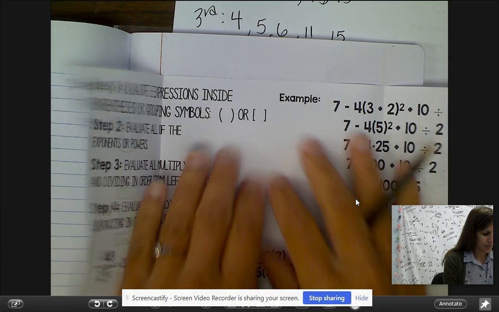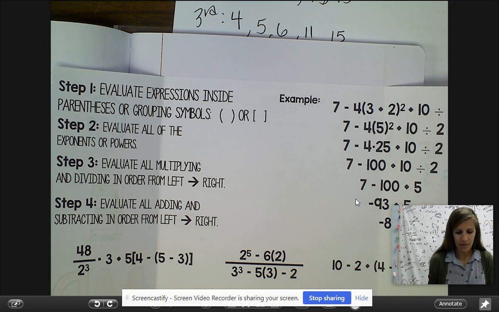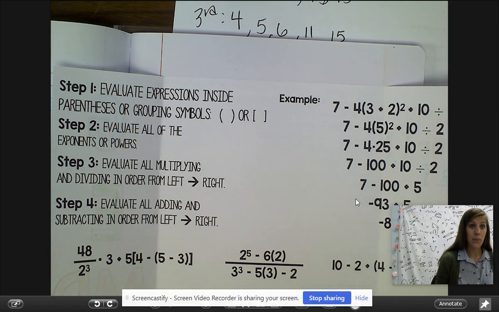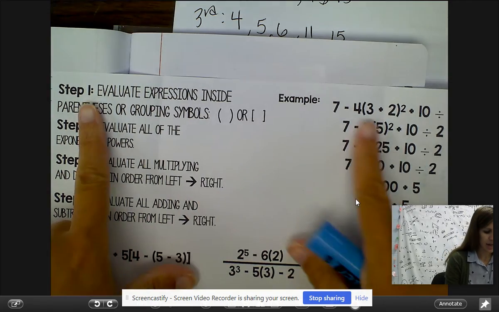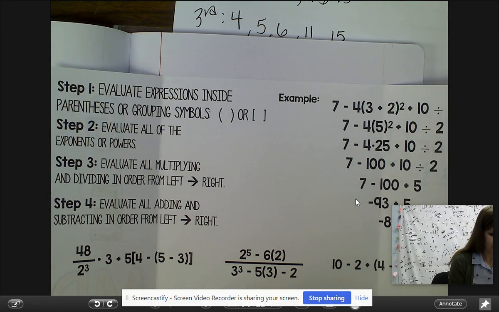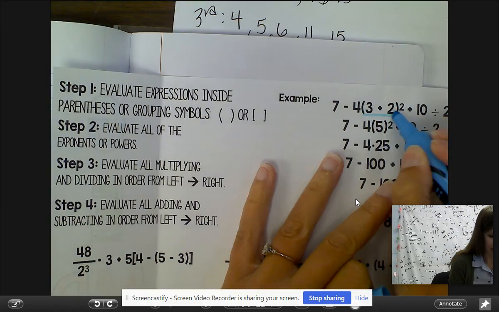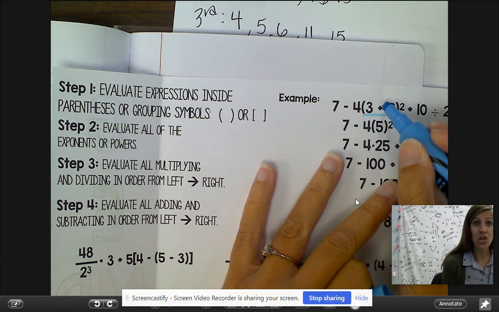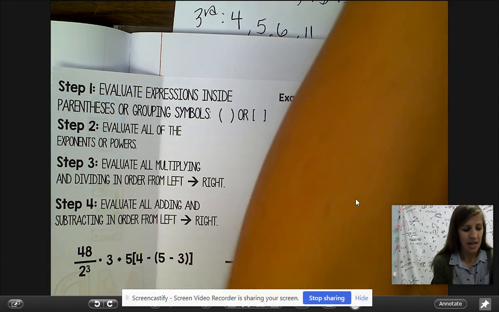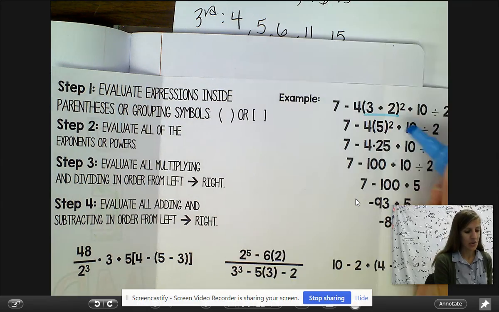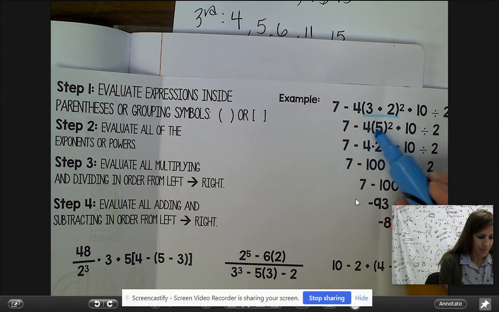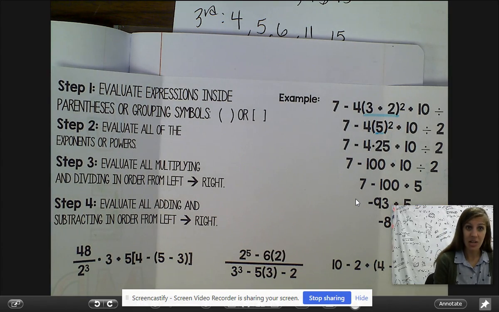Okay, so step one is looking for those parentheses. If we look in here at this example problem, I notice that I have parentheses right here. And inside the parentheses, the only operator that I have is addition. And so I'm going to add those up for the 5. I haven't touched any of the other numbers.